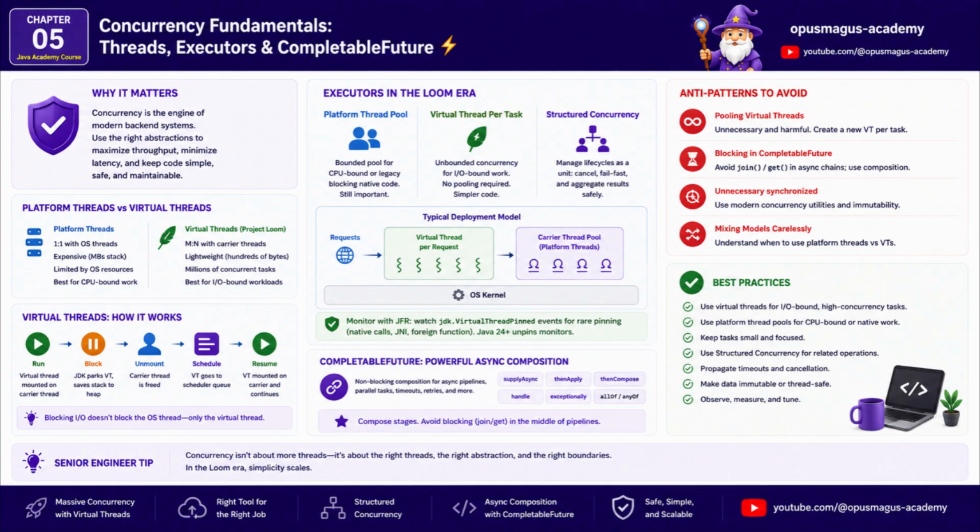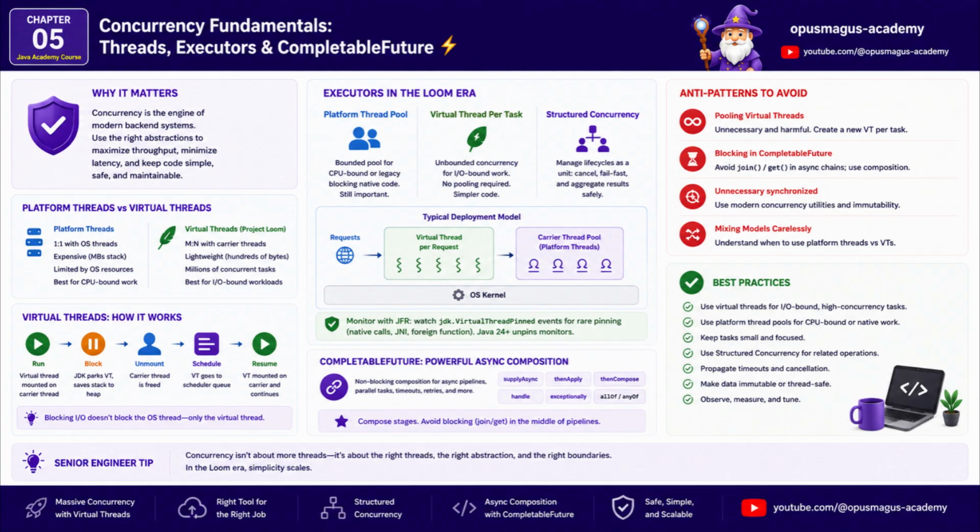The picture changes for I/O-bound work. Many back-end systems spend most of their time waiting for databases, downstream services, message brokers, object storage, identity providers, and external APIs. In the old platform thread model, each blocked request occupied a costly operating system thread. This meant that applications could appear saturated even when the CPU was mostly idle. Threads were not busy computing. They were waiting.